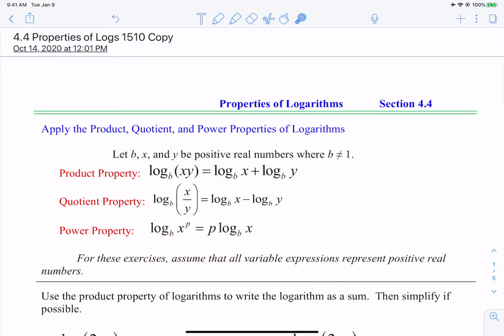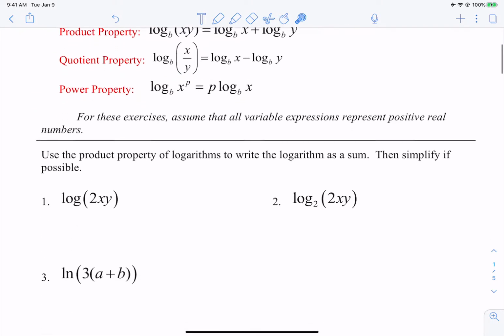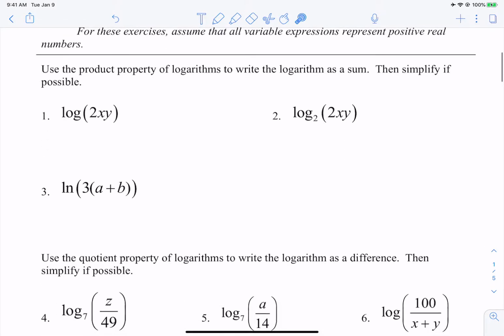So here is section 4.4. These three rules of logarithms, you got to make sure you know. If you have a multiplication inside a logarithm, you can split them up by addition. If you have a division, you can split them up with subtraction. And if you have a power to a power, we can drop that power down in front. Okay, so let's use some of those properties to complete problems 1, 2, and 3.